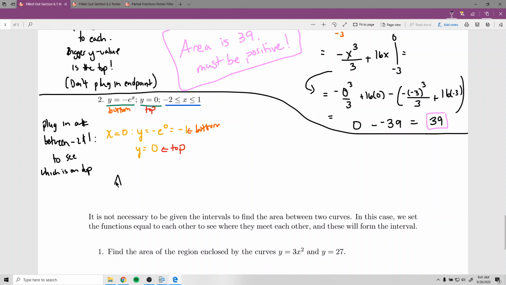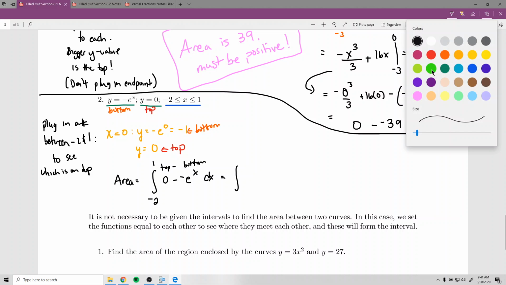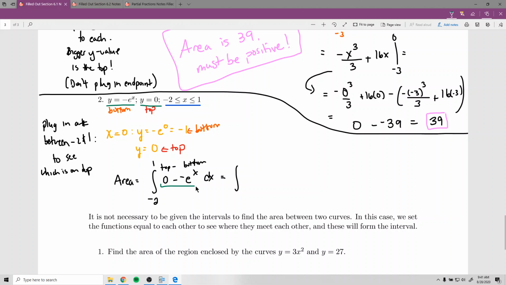All right, but let's go ahead and set up our area equation. We integrate from -2 to 1. We do our top, which is 0, minus the bottom. Since there's no plus or minus here, it's just one term. I don't need a parentheses. dx. Simplify the inside like I did last time. I always do that first with these.